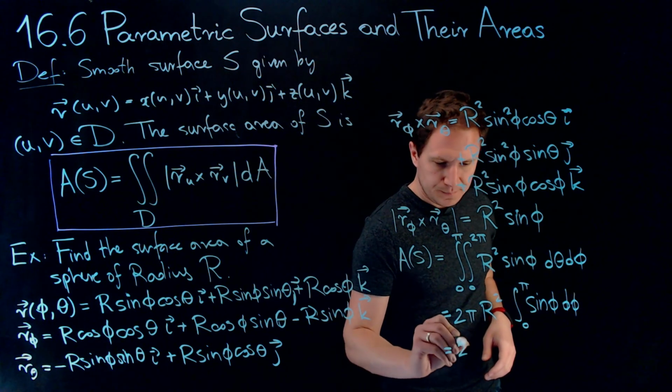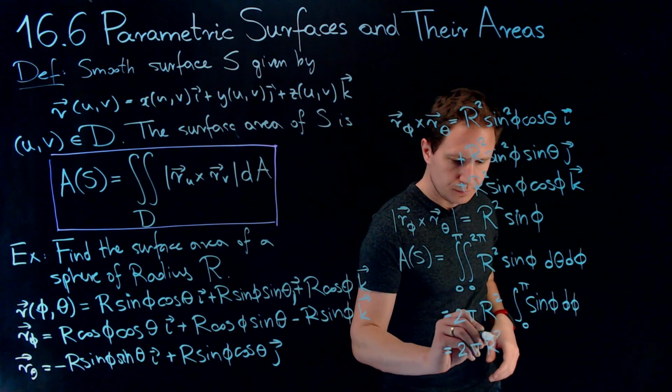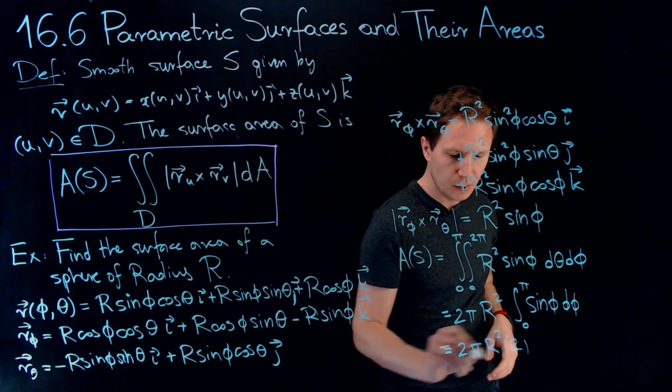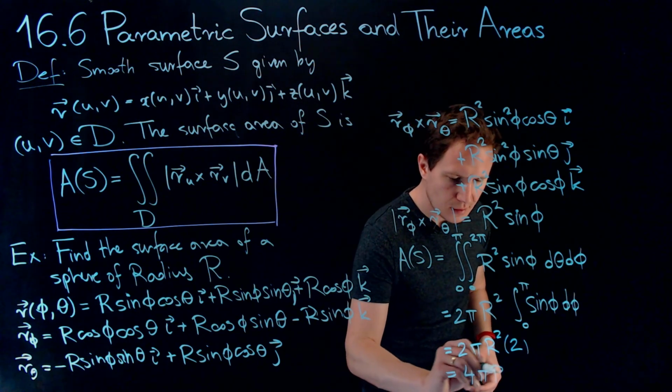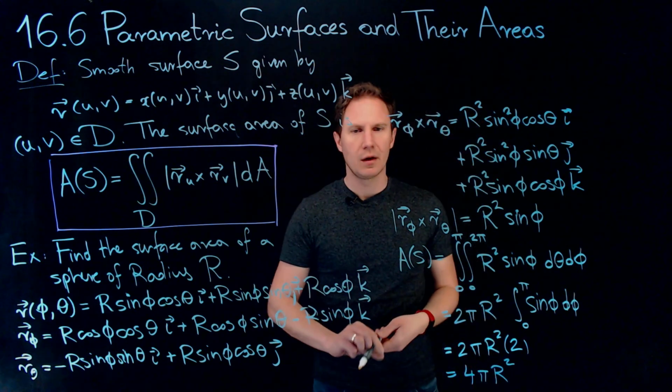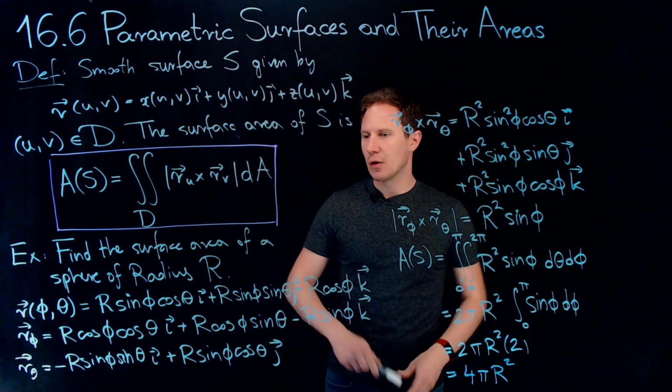So all in all, we get 4 pi R squared for the surface area of this sphere of radius R.